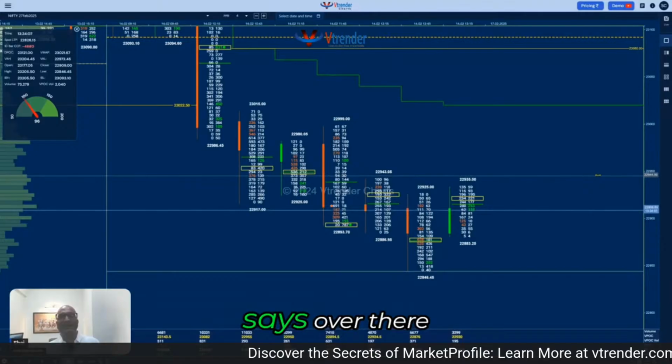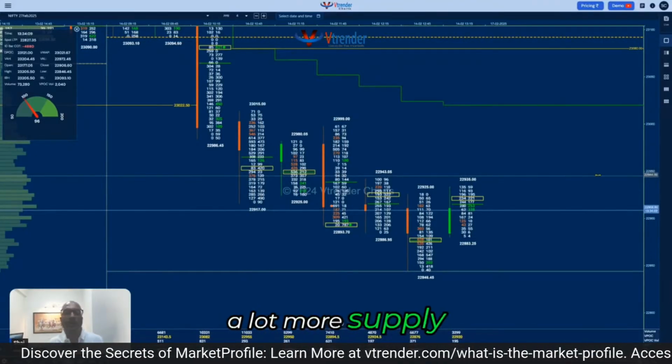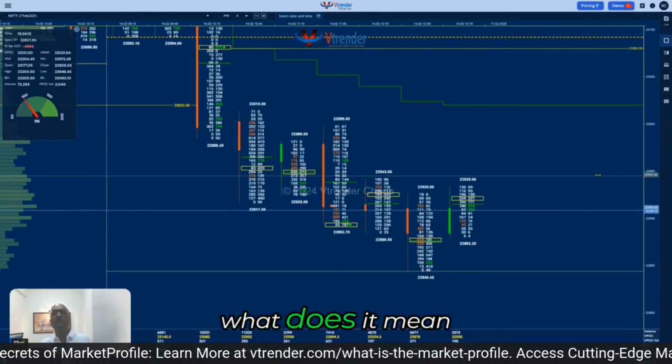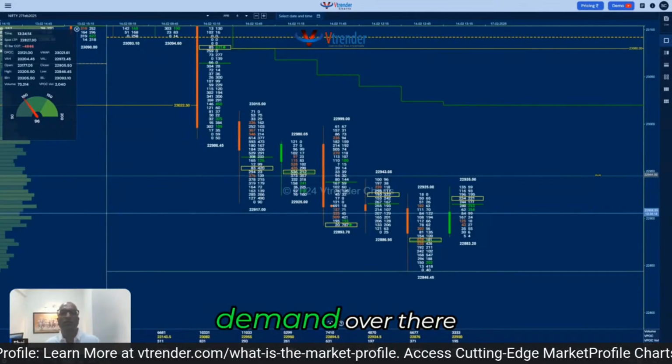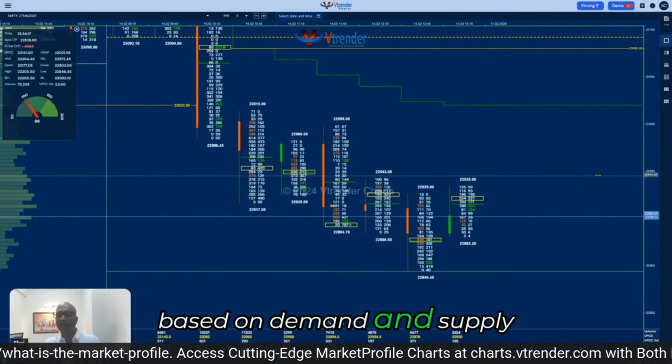And that is what it says over there, right? It's oversold. What does it mean? That there was a lot more supply coming in. Or overbought. What does it mean? That there was too much demand over there. So everything is still based on demand and supply.